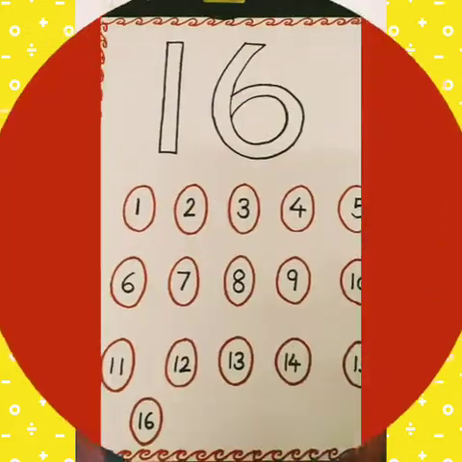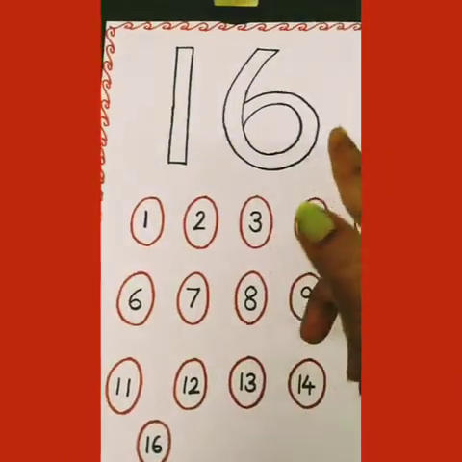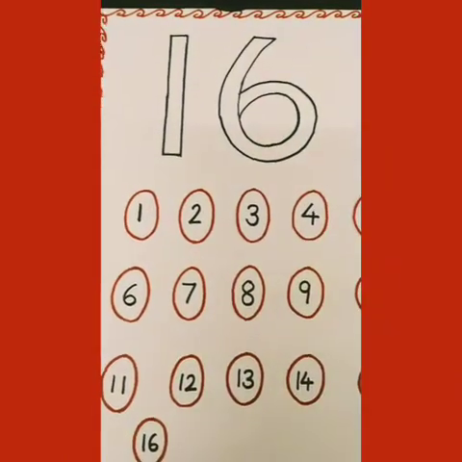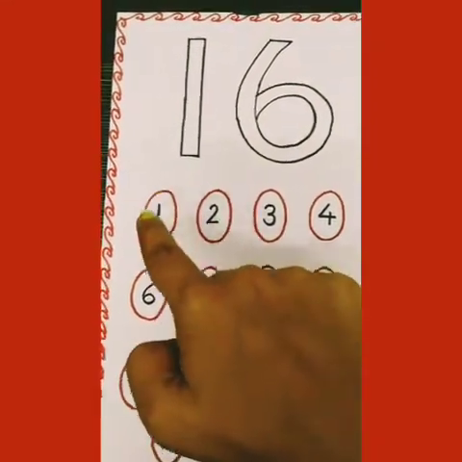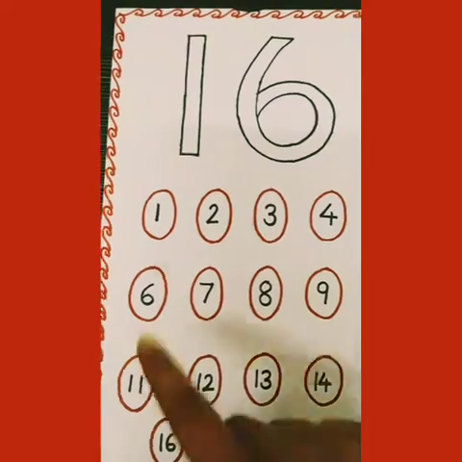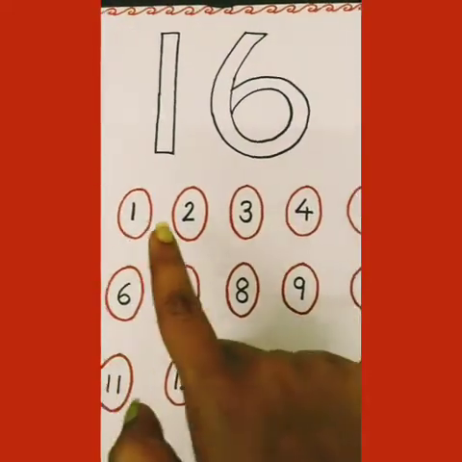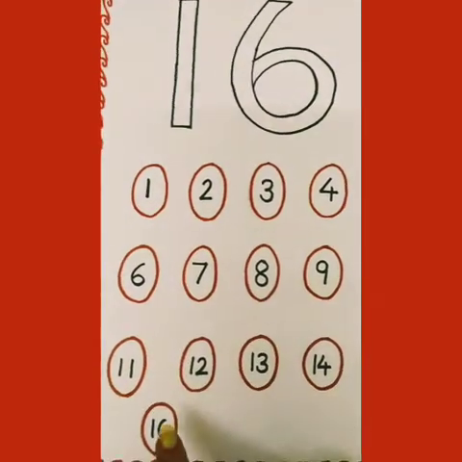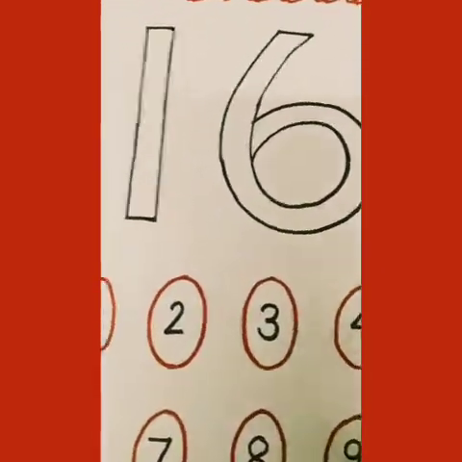Okay, now kids, it's activity time. Are you all ready for activity? Yes. For today's activity, first you have to make one number 16 like here. Then you have to make some thumb shape, and make numbers inside this. You have to write down numbers 1 to 16. Like this.